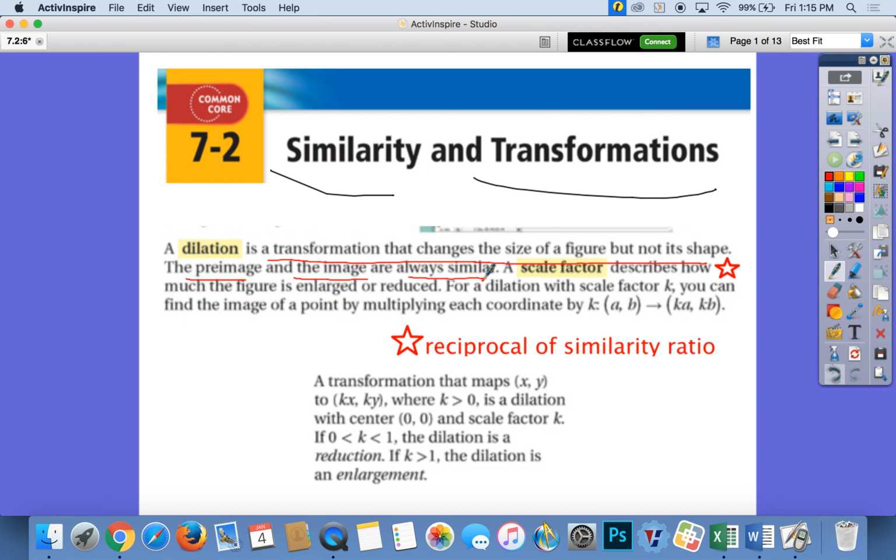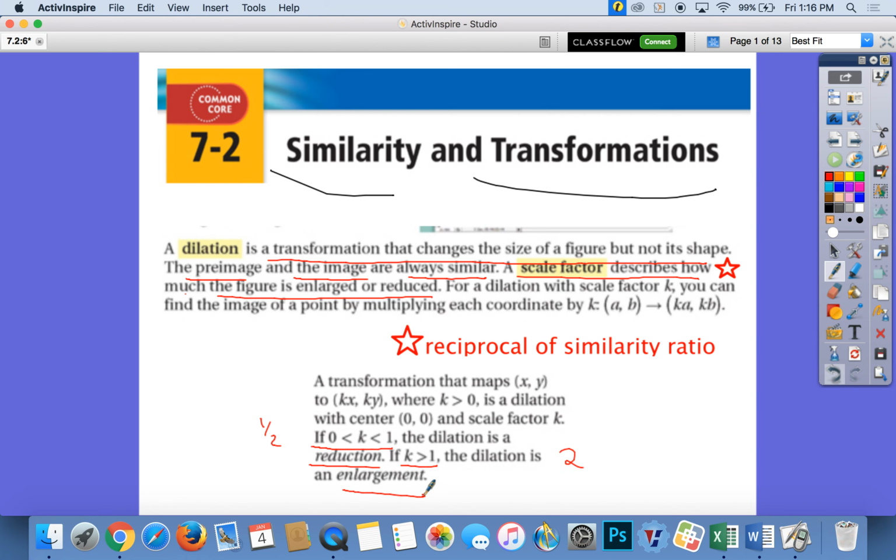it. Your scale factor, and you guys saw this before, is going to tell you how much the figure is reduced or enlarged. So if I blow it up times 2, then I'm going to multiply all my coordinates times 2. If I reduce it by 1/2, I'm going to multiply all my coordinates by 1/2. And that's what this tells me down here. So if k, your scale factor, is between 0 and 1, for example 1/2, then it's going to be a reduction. If k is bigger than 1, for example 2, then it's going to be an enlargement.